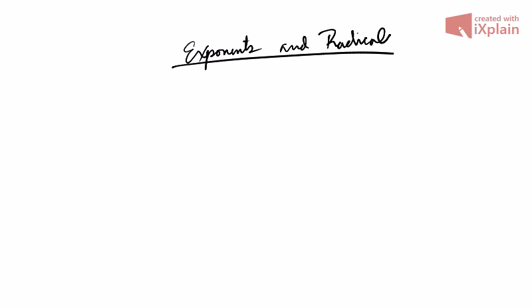So let's talk about exponents and radicals further. So exponents and radicals, or radical expressions is what we like to call them. Basically, last time we talked about how a to the m over n power is the same thing as the nth root of a taken to the m power.